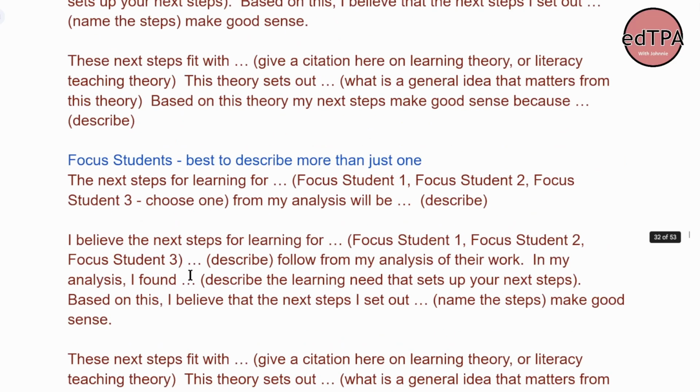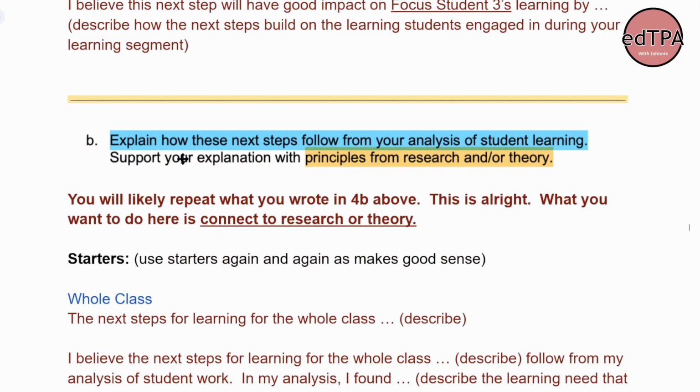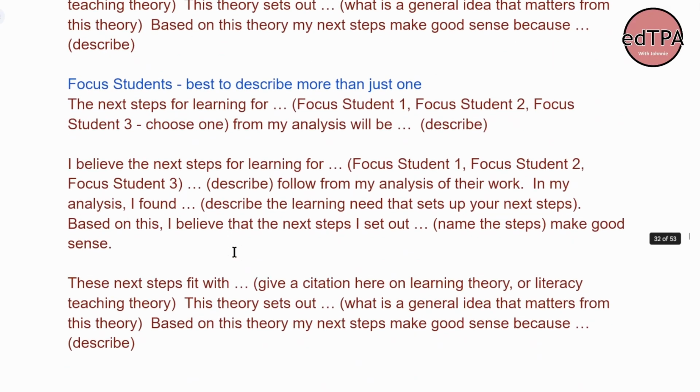Let's go back up to the prompt. Okay, explain how the next steps follow your analysis of student learning, and then you want to connect to principles from research or theory. So these starters should help you well with these.